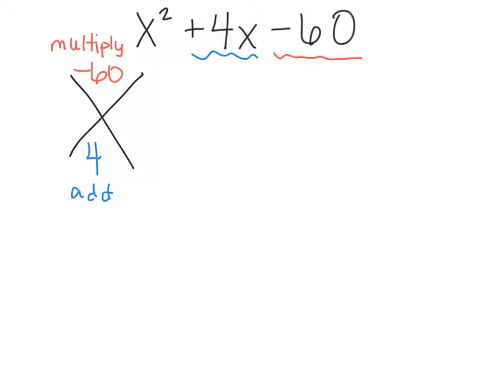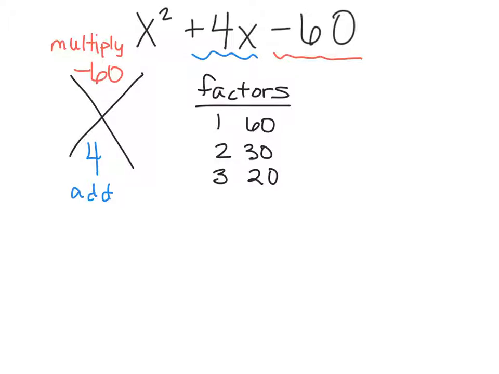So I think it's best to start out with your factors of 60. And so remember, factors are numbers that multiply to give us 60. So we have 1 and 60, but 1 and 60 can't add to 4. We have 2 and 30. We have 3 and 20. And I like to make a systematic list, starting with the smallest numbers I can. We have 4 and 15. We have 5 and 12. We have 6 and 10. And that's all our factors.